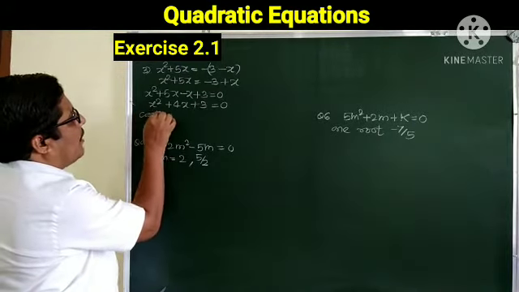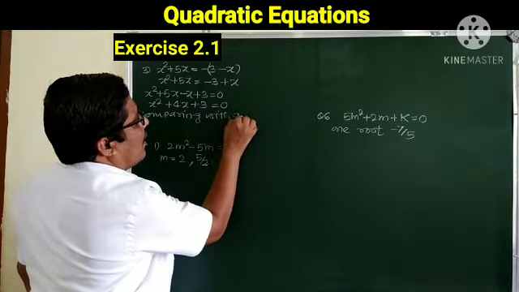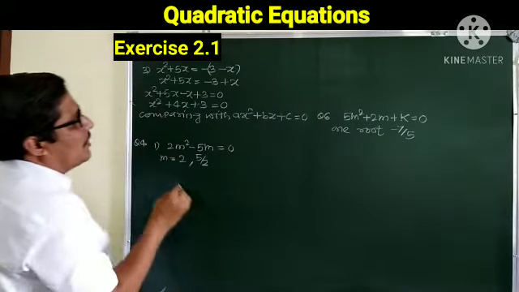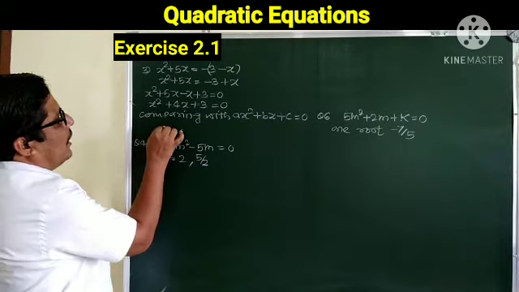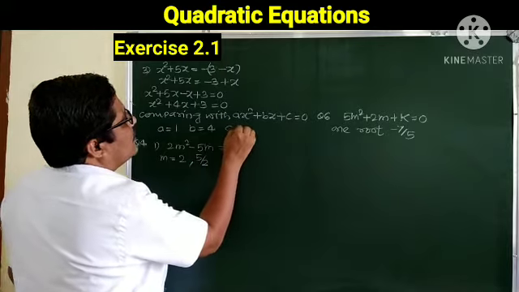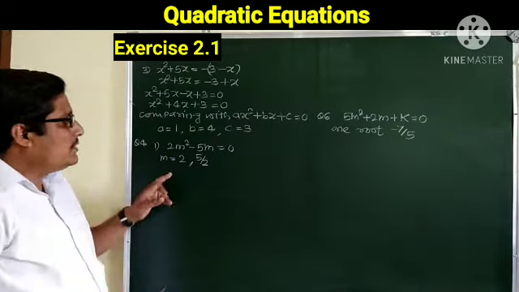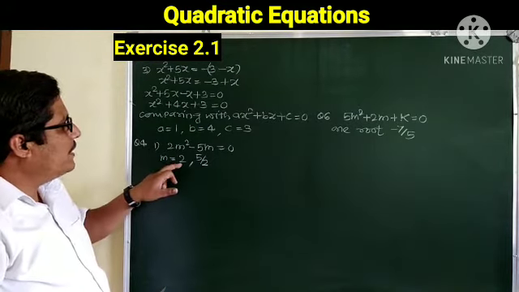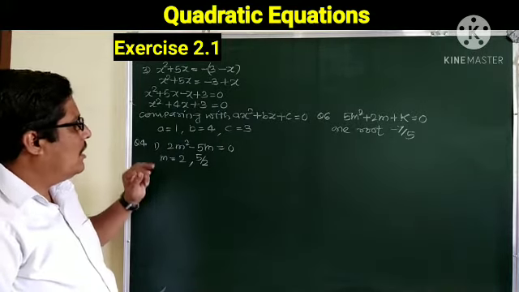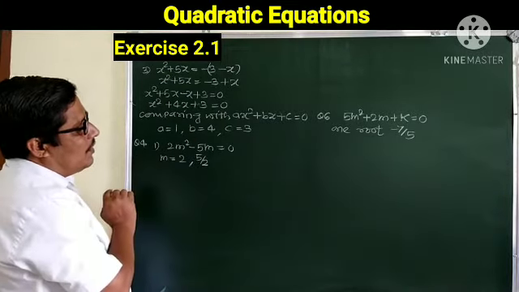Then comparing with ax square plus bx plus c is equal to 0, a is equal to 1, b is equal to 4, c is equal to 3. So in this way we get the values. Now in the next example we have to find out whether these two values are roots of the equation or not. So for that we have to put this value in the given equation.